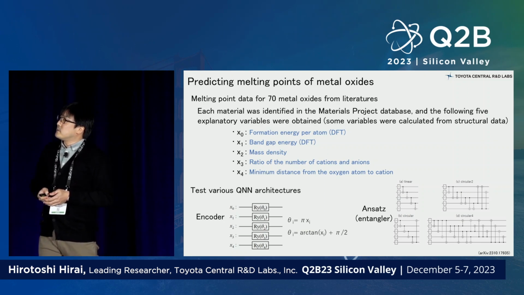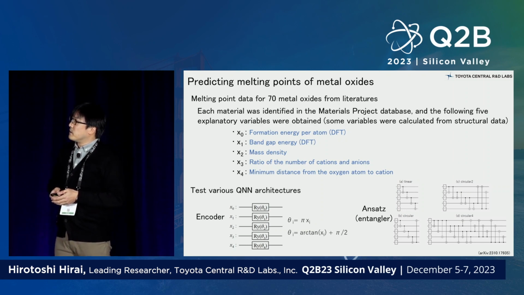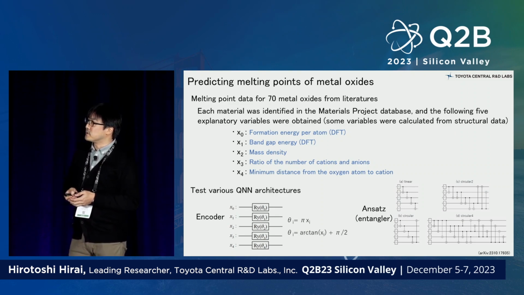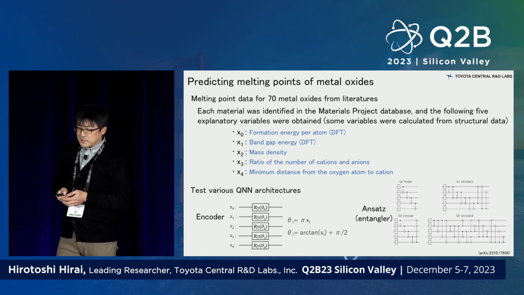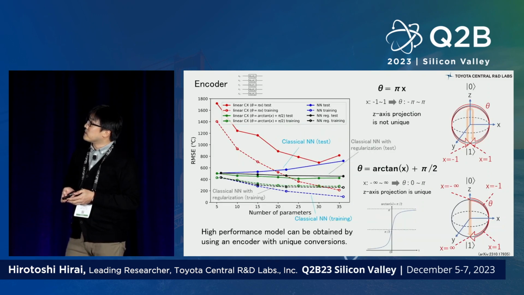We tested various QNN architectures. In the encoder we used the RY gate for the feature map, where we tested different equations to convert input x to rotation angle theta. We also tested several entanglers in the ansatz. Let me move to the next slide.